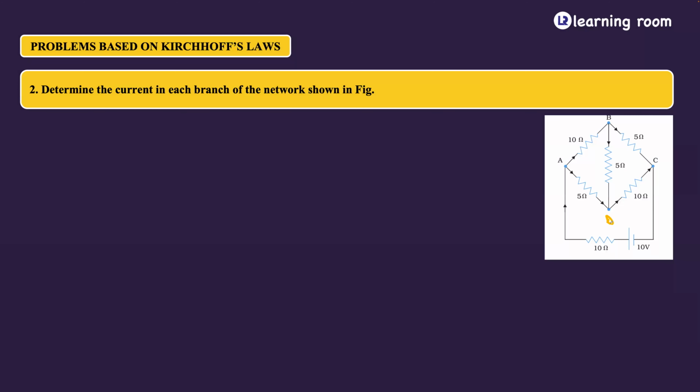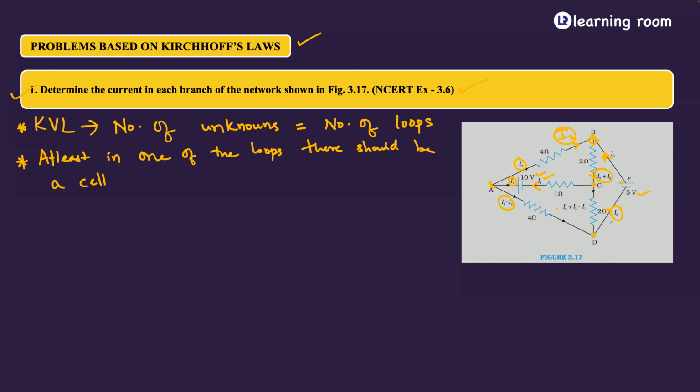Observe the way I took the loops: ABDA without a cell, BCDB without a cell. I'm not allowed to take the third loop as ABCDA because that also does not have any cell. So the only option is to take it through the cell branch, and I'll give names to these parts. Are you able to understand the meaning of the second statement I gave you? Yes. Because if you do it without taking the cell into consideration, you will not get the answer.